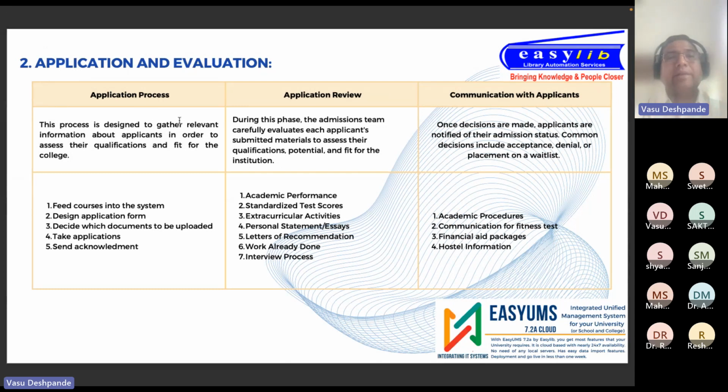The students log in and fill in the application data. So what you would need to do on your end, you need to define what courses you are going to teach, when you are going to teach, which campus it's going to be taught. So all this you do upfront.